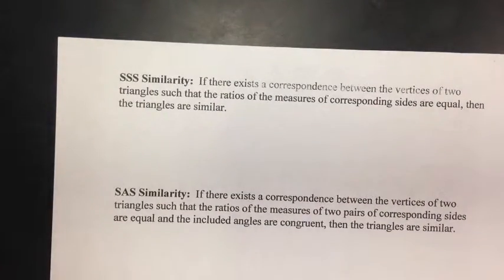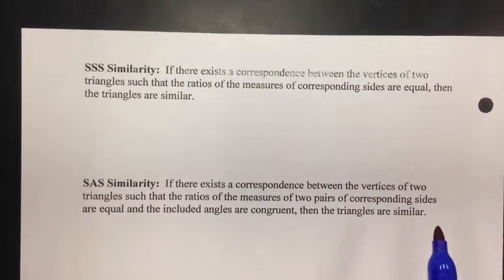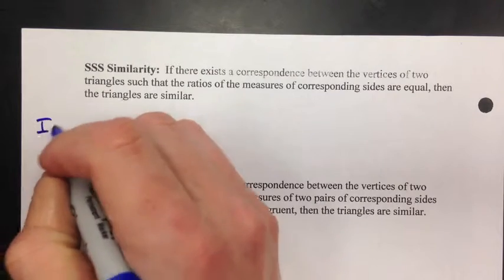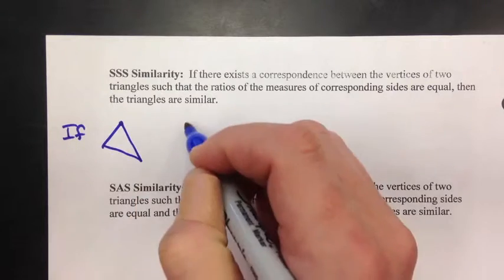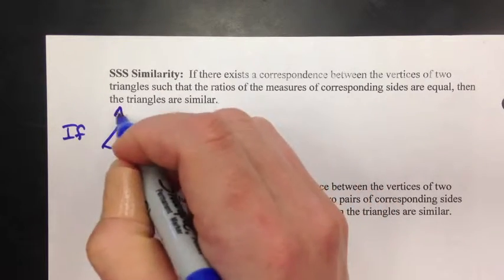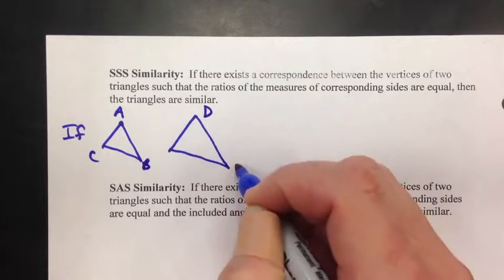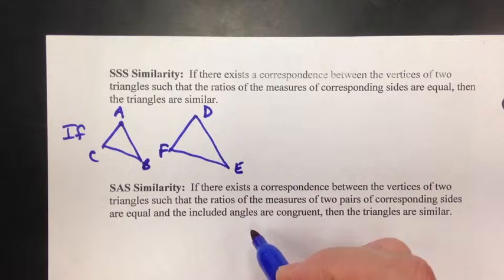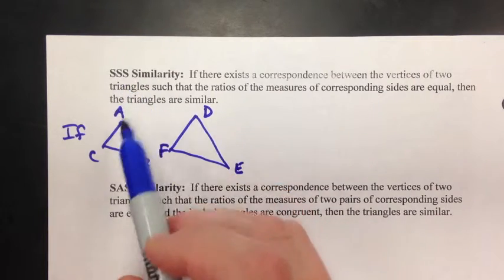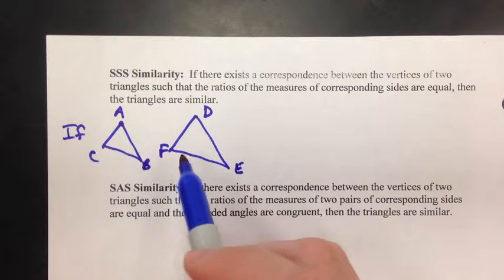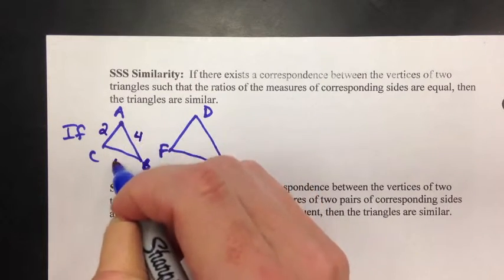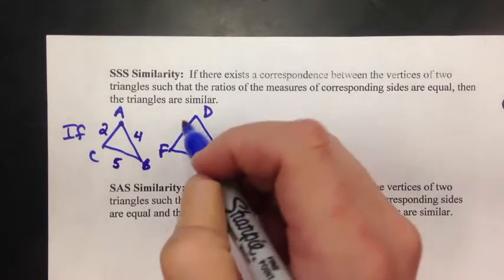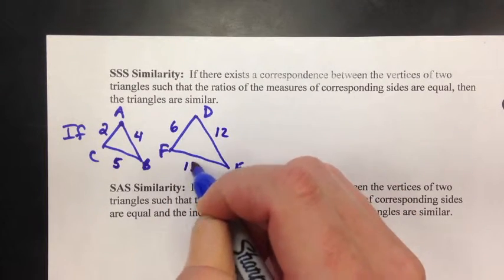Okay, now we'll talk about the next one. Now, there is a side-side-side similarity. There's side-side-side congruence. We also have side-side-side similarity. And here's what this one says. Okay, if, again we'll draw 2 triangles here, and we'll call them ABC and DEF. Now this time, side-side-side means we know information about the sides. Now the sides are not congruent, but let's go ahead and label 2, 4, and 5 for triangle ABC, and we'll say 6, 12, and 15 for DEF.